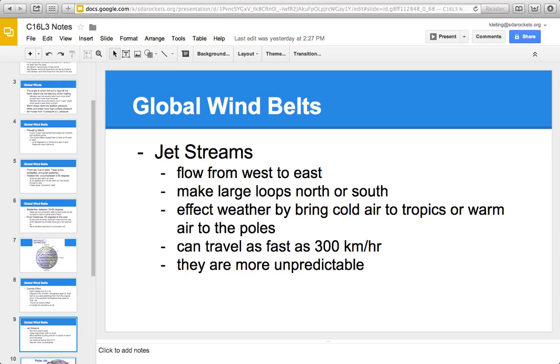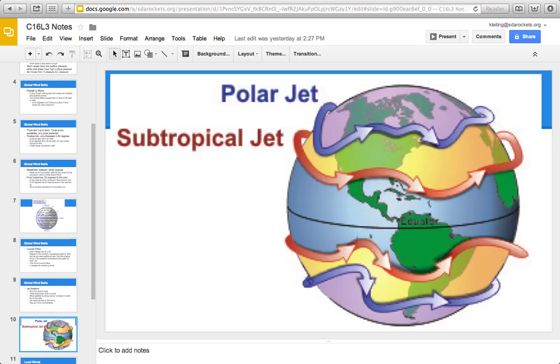Jet streams flow from west to east. They make very large loops, north or south. They affect weather by bringing cold air to the tropics or warm air to the poles. I believe it was last year we had that polar vortex, and I think that was part of the jet stream. It made it really, really cold during the winter. They can travel as fast as 300 kilometers per hour, and they are more unpredictable than our prevailing winds. So here we have what the jet streams can look like. We have a subtropical jet and our polar jet. And if this happens to dip down right here like it did last year, then it gets really, really chilly.